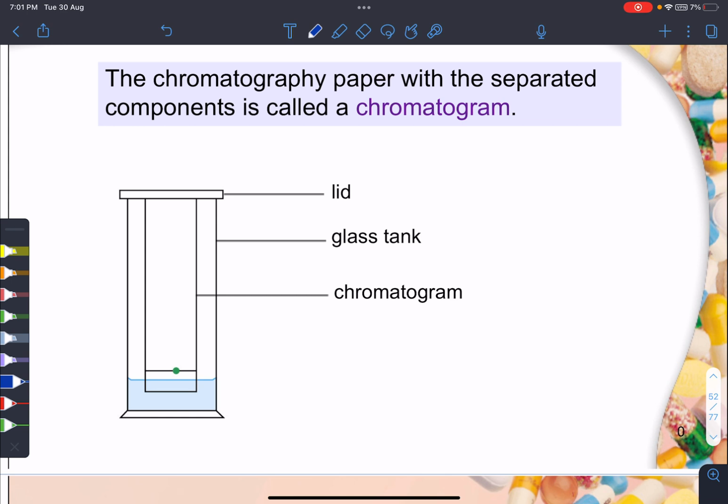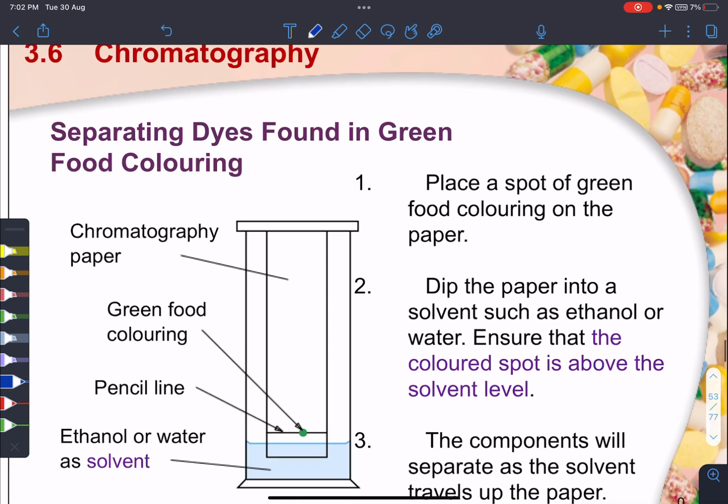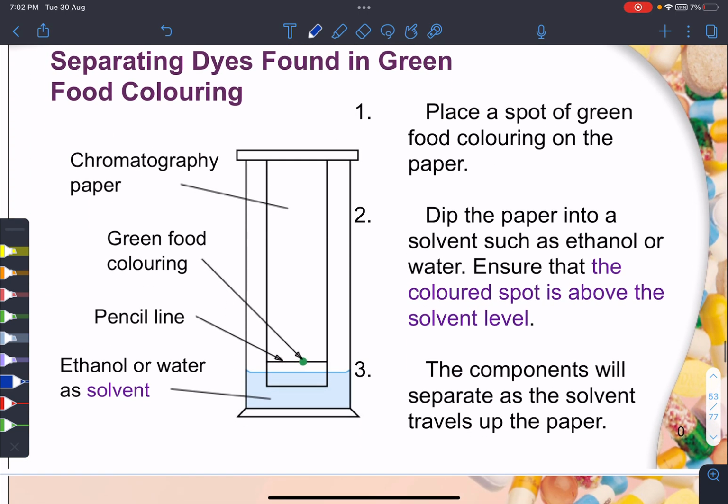So that paper that the thing moves around in, we have done it before. That thing is called a chromatogram. You have done this before. Your spot underneath the line, then the water goes up. We did it in the lab with that test tube thing, that boiling tube.